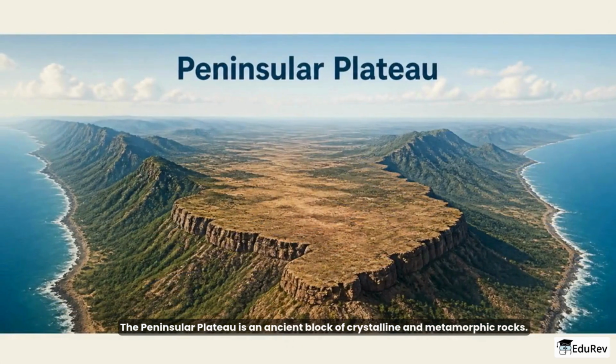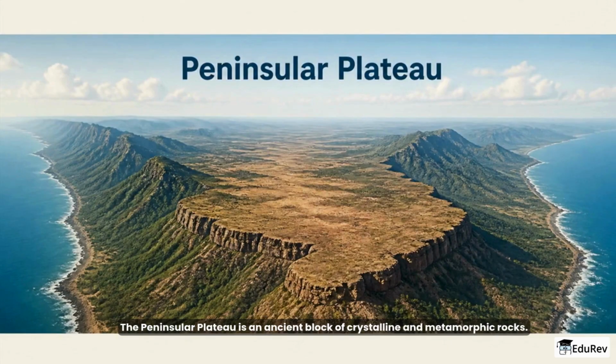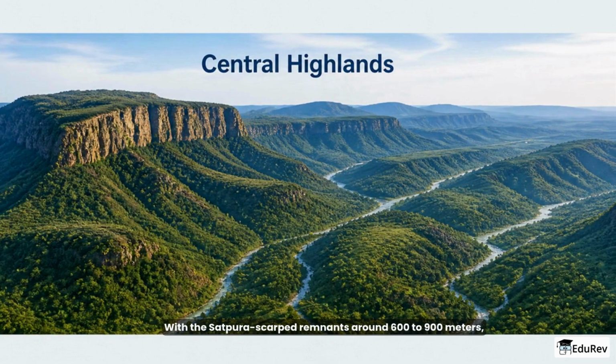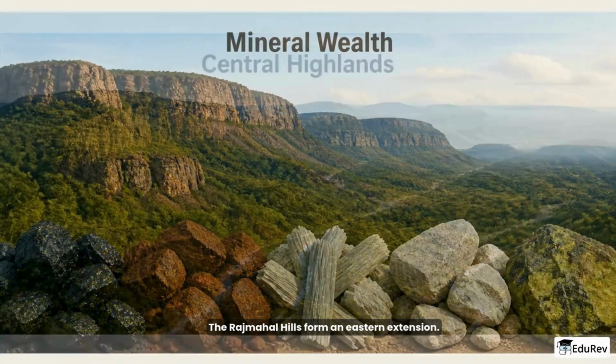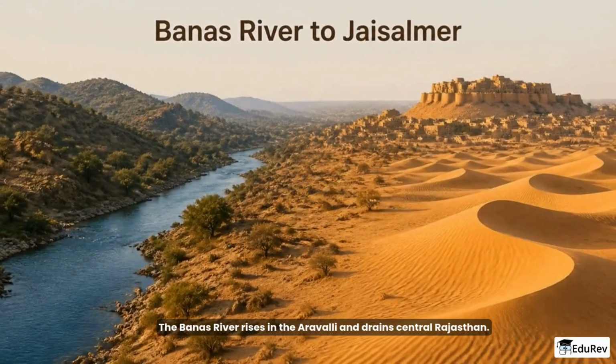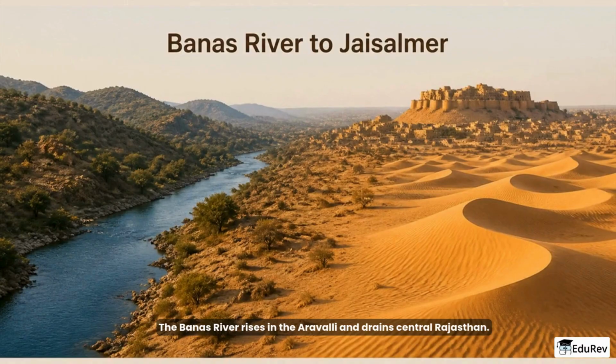The Peninsular Plateau is an ancient block of crystalline and metamorphic rocks. The Deccan Plateau covers much of it and is bounded by the Western and Eastern Ghats. North of the Deccan lie the Central Highlands, with the Satpura scarped remnants around 600 to 900 meters. Many tributaries rise in the Vindhyan and Kaimur ranges. The Rajmahal Hills form an eastern extension. The Chota Nagpur and nearby plateaus hold minerals like coal, iron ore, sillimanite, limestone, and some uranium for industry. The Banas River rises in the Aravalli and drains central Rajasthan. Far west, the peninsular land reaches Jaisalmer, where sand ridges and crescentic barchan dunes dominate.